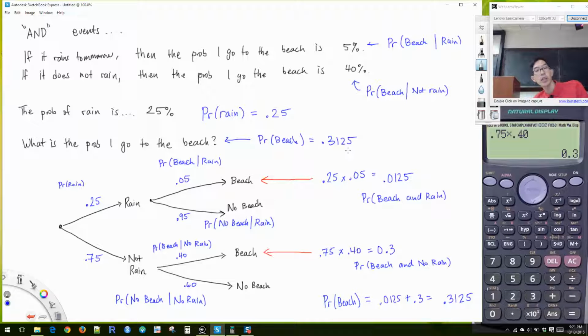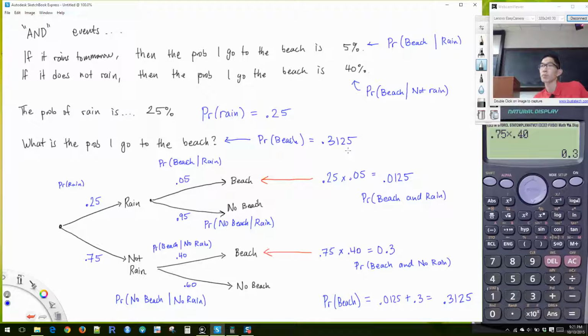Question: can you just add all those variables, like 40 and 5? You cannot just add 0.4 and 0.05, because 0.4 happens only if it doesn't rain. Adding those two together assumes that the rain and not rain situations are equally likely, and that's not the case.